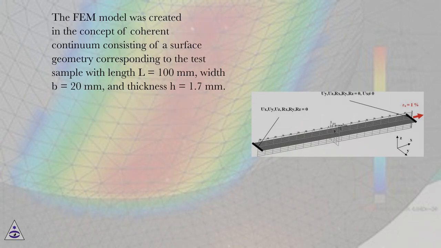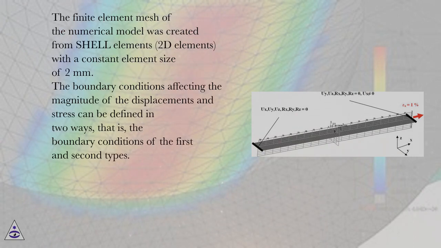The FEM model was created in the concept of a coherent continuum consisting of a surface geometry corresponding to the test sample with length L equals 100 mm, width B equals 20 mm, and thickness H equals 1.7 mm. The finite element mesh of the numerical model was created from shell elements, 2D elements, with a constant element size of 2 mm.